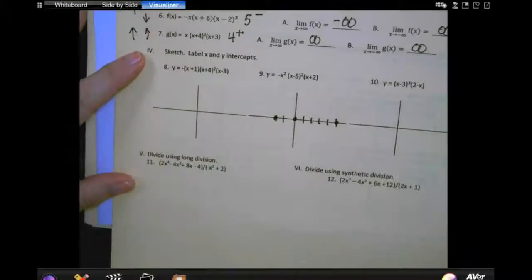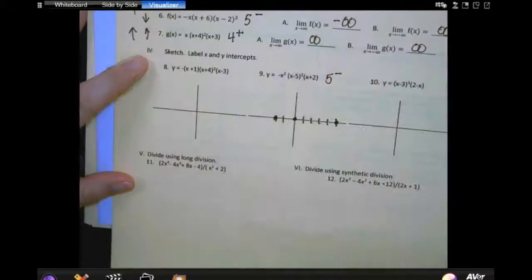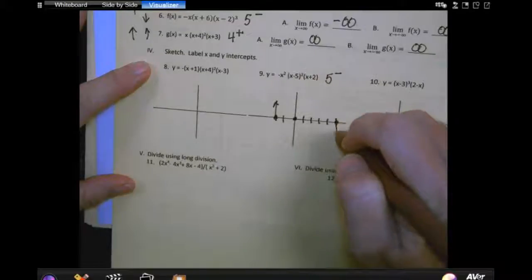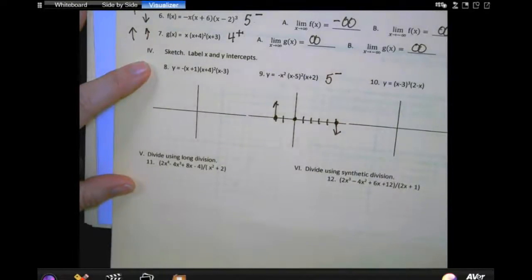So the next thing I want to look at is what is the degree? 5, and it's negative. So we already know what that looks like, right? It's up and down. The next thing I need is the y-intercept. So it's 0, 0, so it's right there.